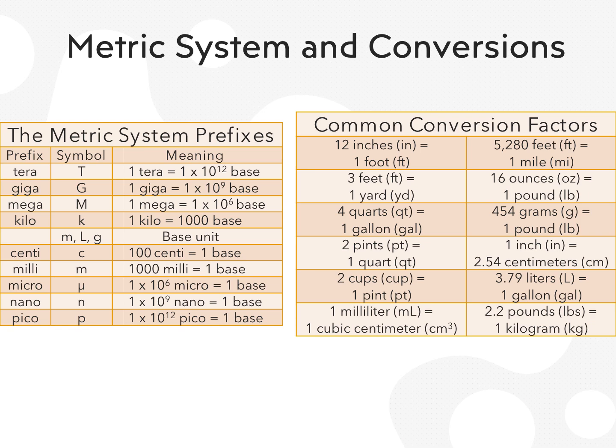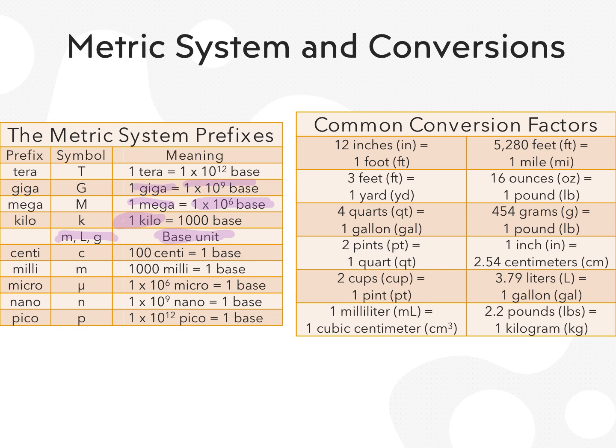In the metric system, there is a base unit, which is a meter or a liter or a gram. If you go 1,000 base units, then you have a kilo. If you have a million base units, then you have a mega. If you have a billion base units, then you have a giga.